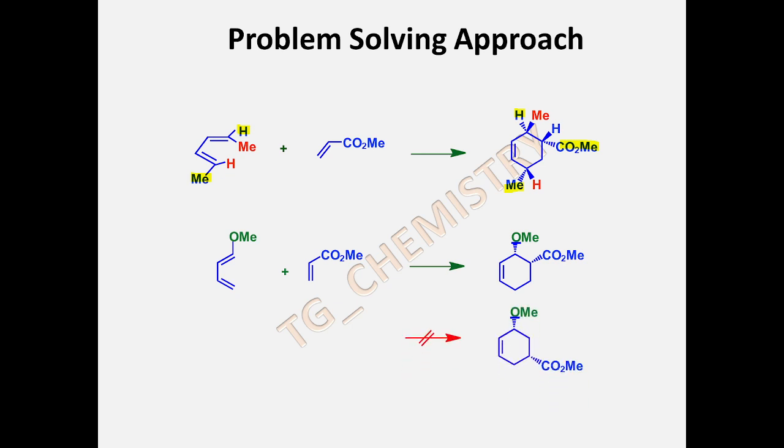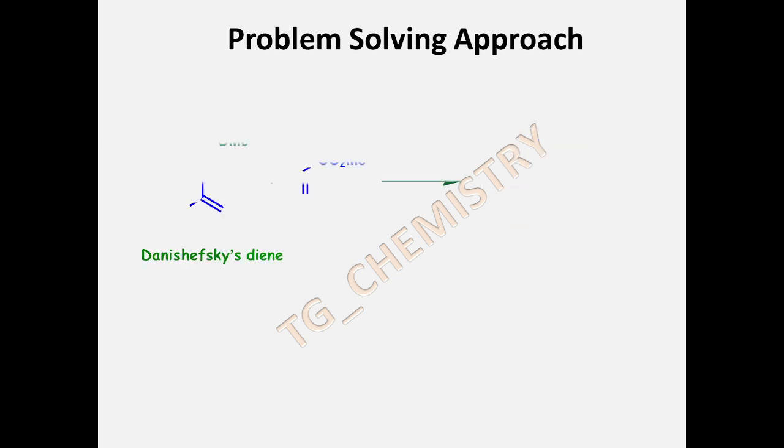However, we will not get any 1,3 product, right? So we understand that the 1,2 product relationship, in terms of the substituents in the diene and dienophile, will be the major product. Let's see another example.